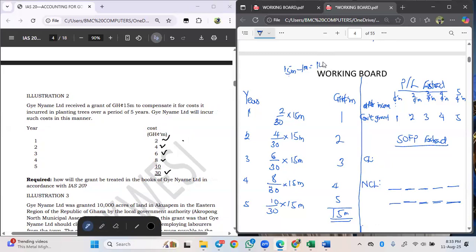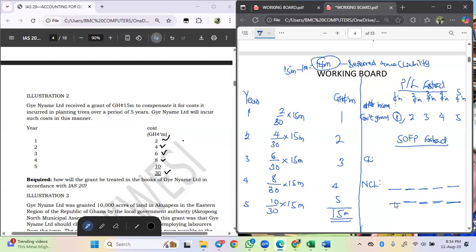14 million. Do you agree with me that this 14 million will be treated as deferred income or a liability? Because 2 plus 3 plus 4 plus 5 should give you 14. So 2 plus 3 is 5, plus 4 is 9, plus 5 is 14. In the first year, we've already transferred 1 million to the P&L, so the grant left, or the deferred income, is now 14 million.